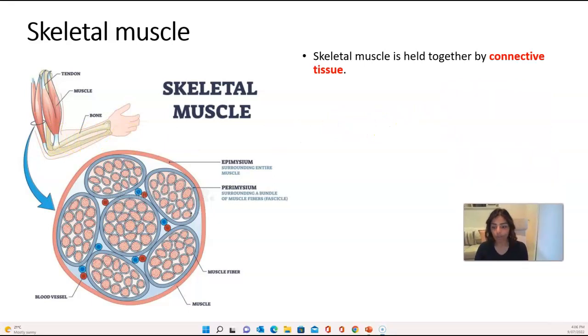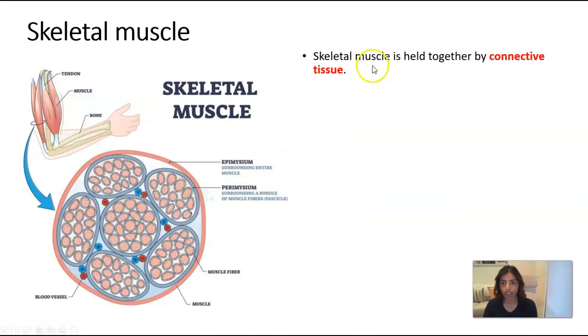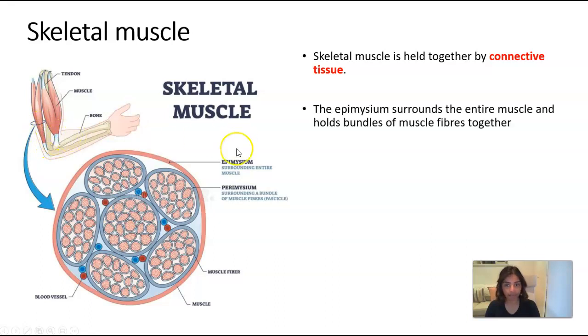So just to remind you, the skeletal muscle is held together by connective tissue, and that connective tissue is what ends up becoming the tendons. Wrapping around the muscle itself, so around the entire outside of the muscle, is connective tissue called the epimysium. And this holds all these bundles of muscle fibers together.